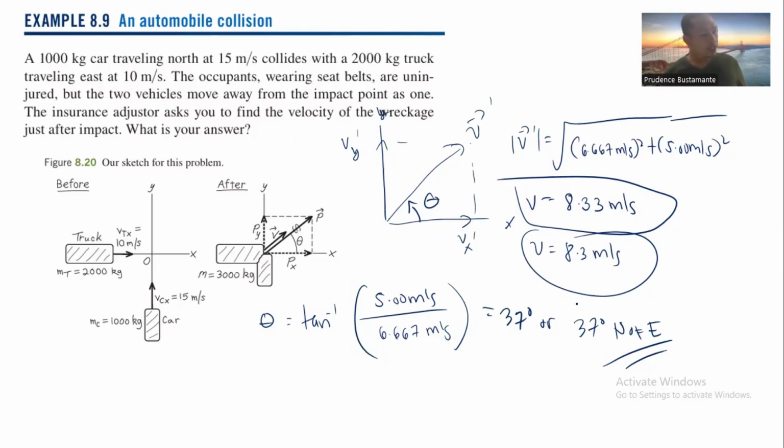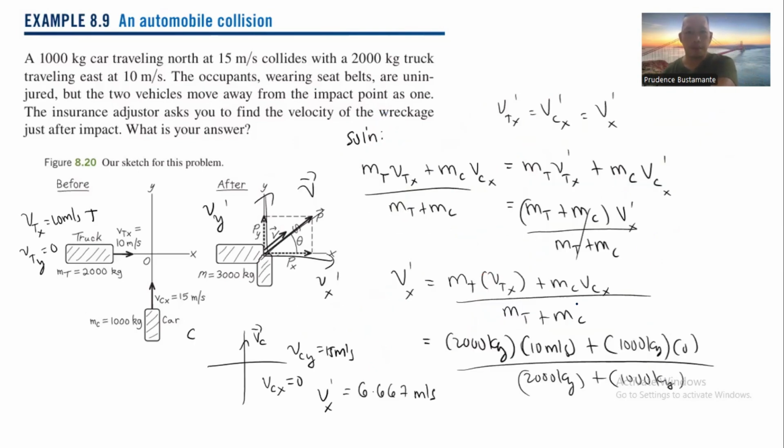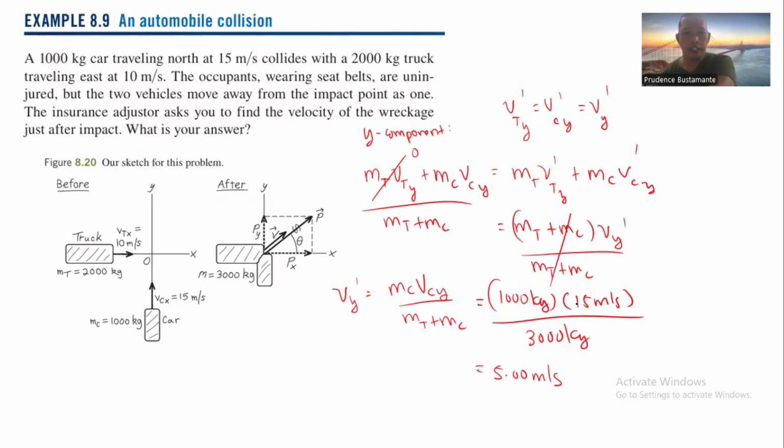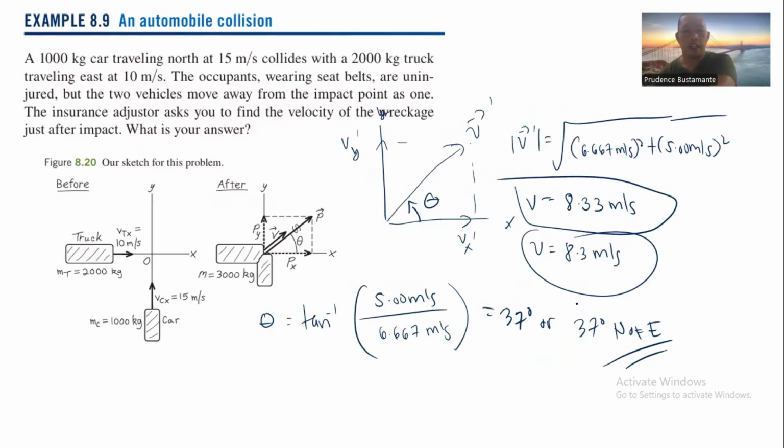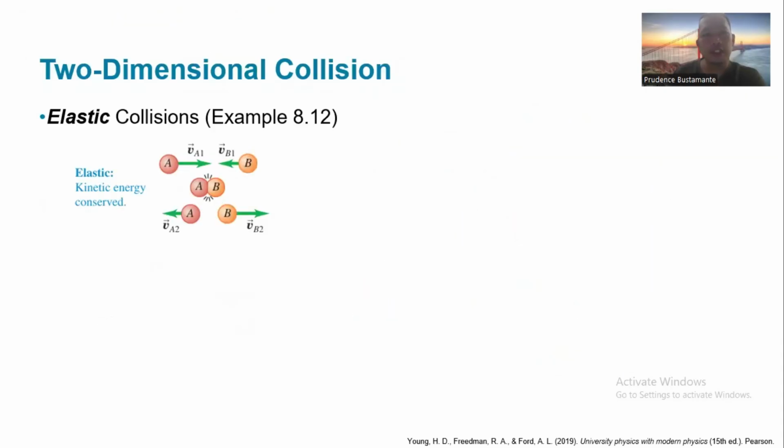Okay, so the book has a different solution for this example, but basically the same concept. We use the conservation of momentum, we separate the x and y components, we get the Vx and the Vy, and we get the magnitude. And our answer is also the same as our reference book. In two-dimensional conditions, we have the elastic collisions, where the kinetic energy is conserved and the momentum is conserved.